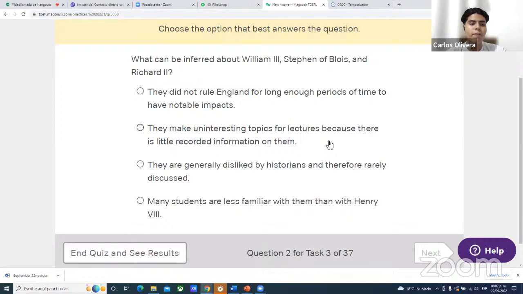And I think that the only inference that we can make of that is that many students are less familiar with them than with Henry VIII, because that is what the students said about these characters. He didn't say anything about how much they basically ruled the kingdom, or what they did, or what historians thought about them. So I think this is the only possible inference.